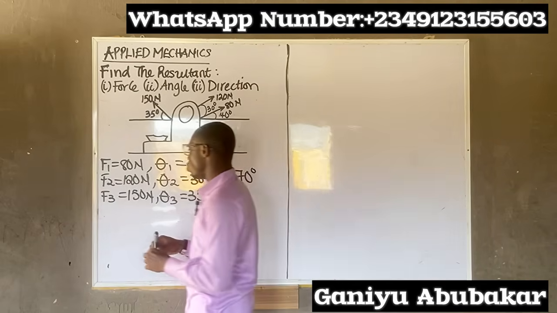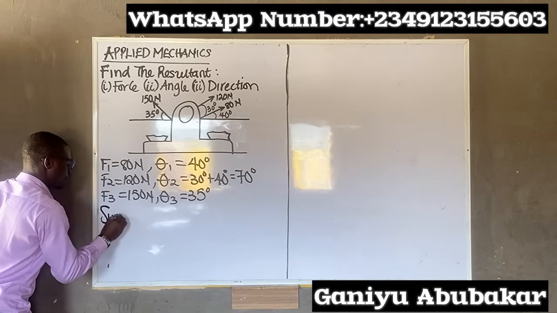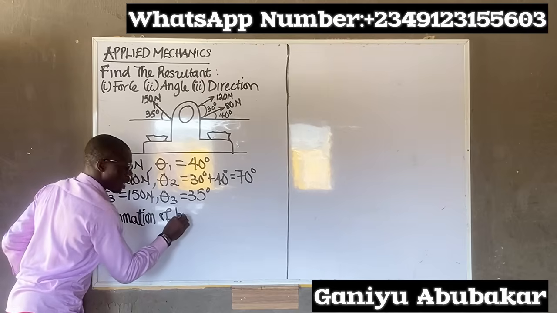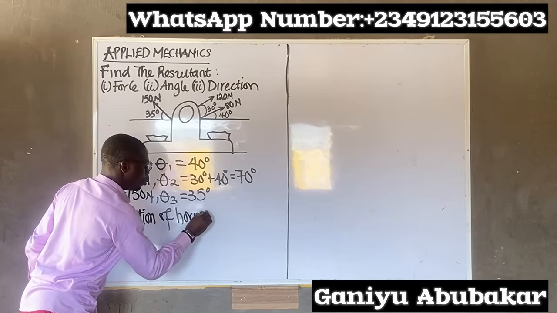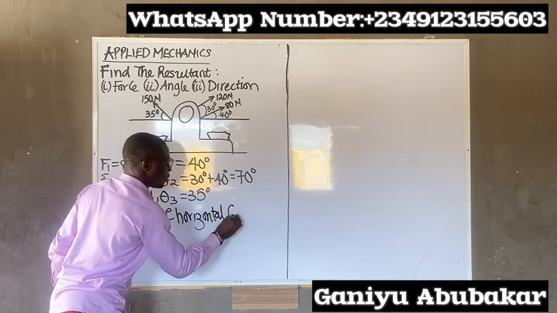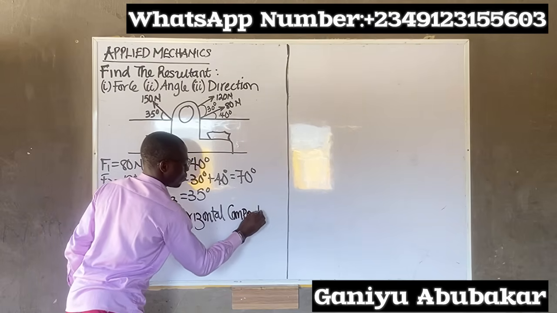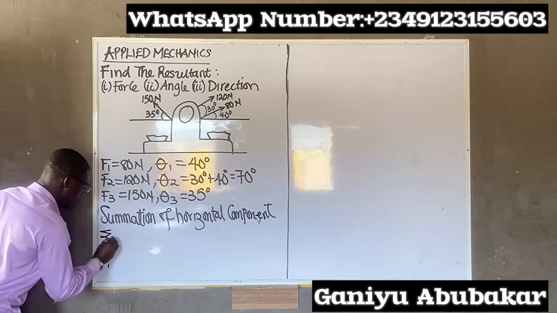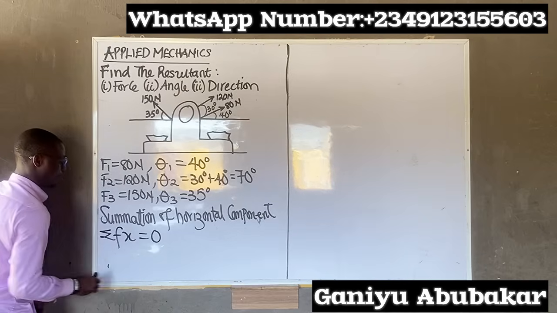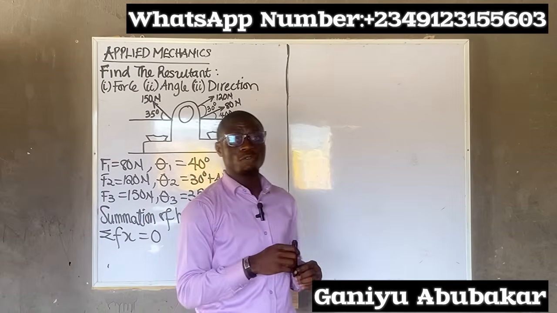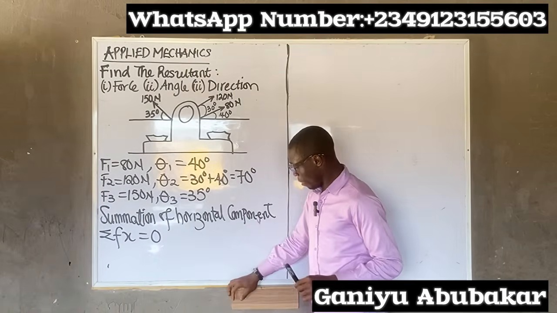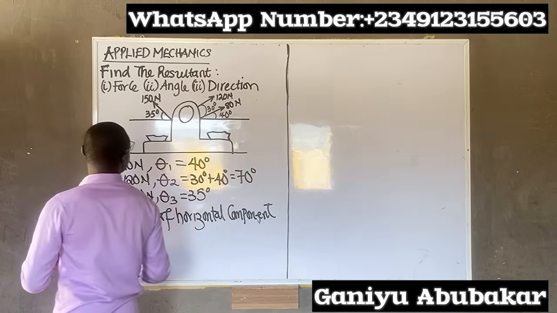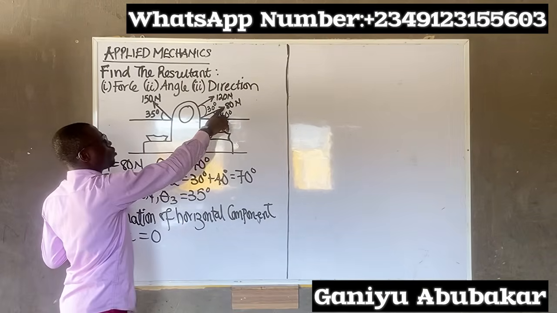Our first condition we know is the summation of horizontal components, right? Let's see what this gives us. That's summation F of x equals 0. This is the condition of equilibrium that we know. So let's apply the first condition. So for F of x, let's resolve.